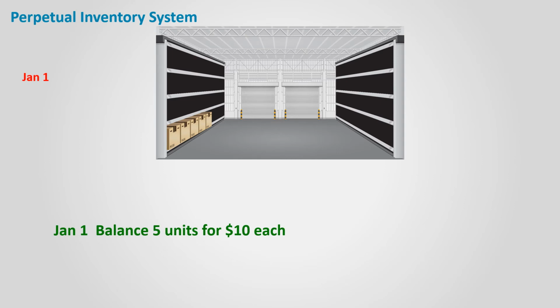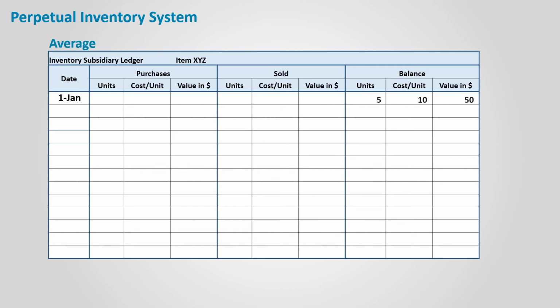Let's now see how we are going to cost the goods using the perpetual system. In a perpetual system, we keep record of all the flow of goods, whether buying or selling. Each single inventory item has a page in the inventory subsidiary ledger. So we started the period with a beginning balance of 5 units, each costing $10, so this will give us a balance with a total of $50.